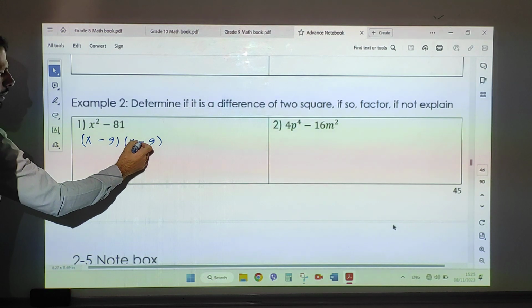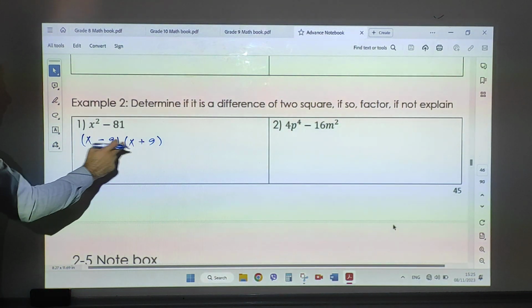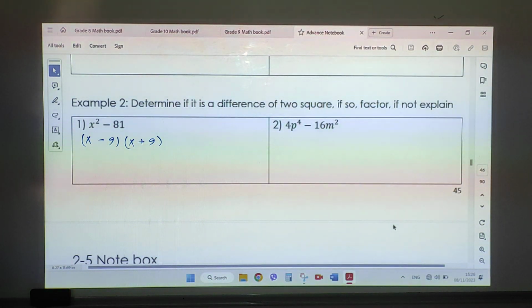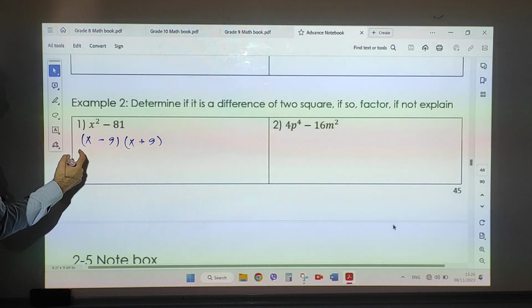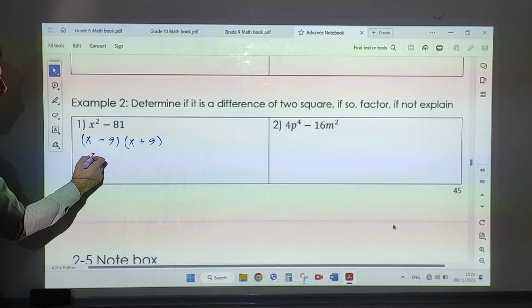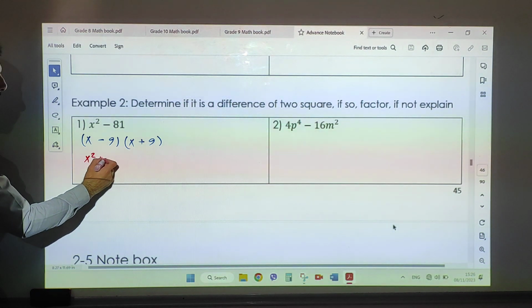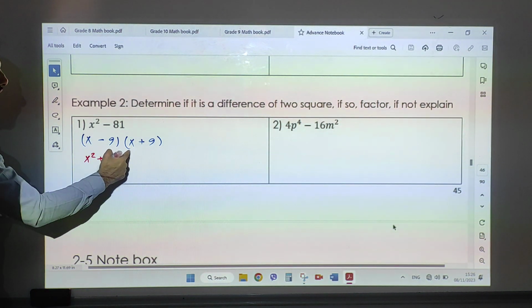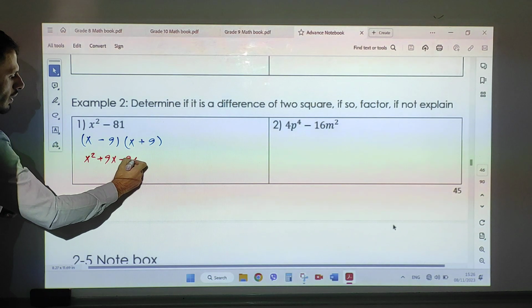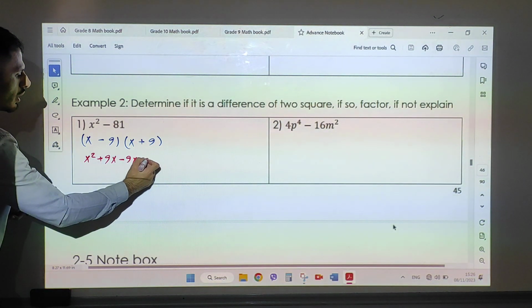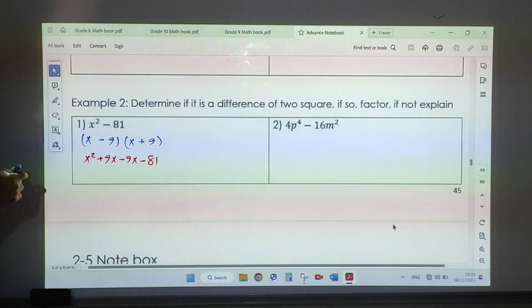The sign would be one of them minus, one of them plus. You can put plus, minus or minus, plus, as you like. Both are correct. Now if you multiply these two by each other to check your answer, you see x multiply x is x power 2. x multiply positive 9 would be plus 9x, then negative 9x, then negative 81.